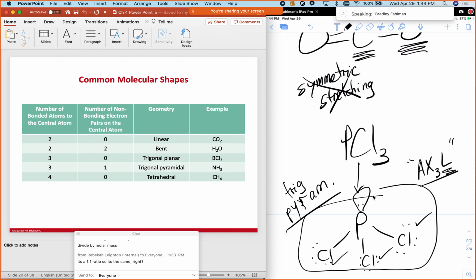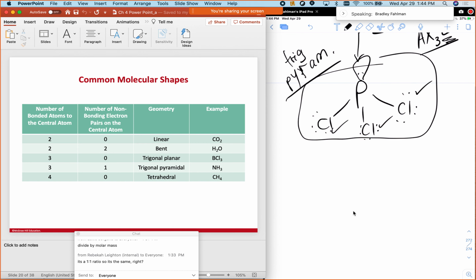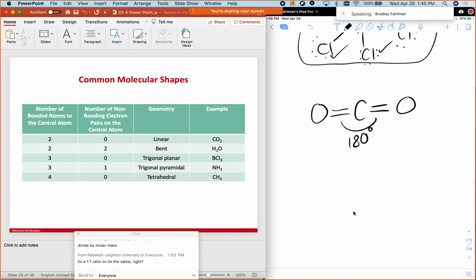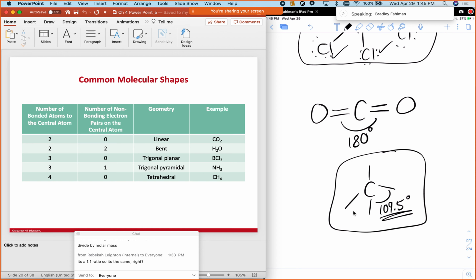All right, and then really not knowing exact angles, unless it's linear, like CO2. If it's linear, that's an easy one. So that's 180 degrees. Okay. You don't have to really know that a tetrahedron is 109.5 degrees. You don't have to know that.